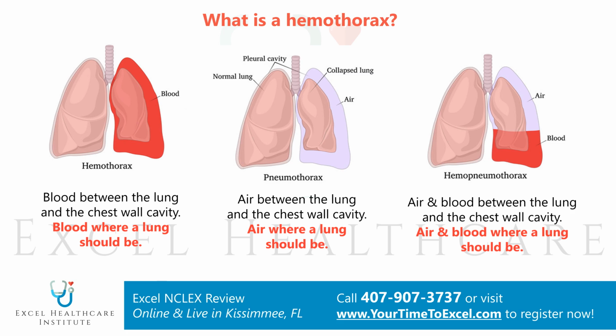Then we have a pneumothorax, which is when air is between the lung and the chest wall cavity. I say that's when air is where the lung should be, because air should always be inside the lung, not around the lung. That air is causing pressure on that lung, and now that lung is collapsed. It can't open fully, okay? So breathing and oxygenation is being impaired.